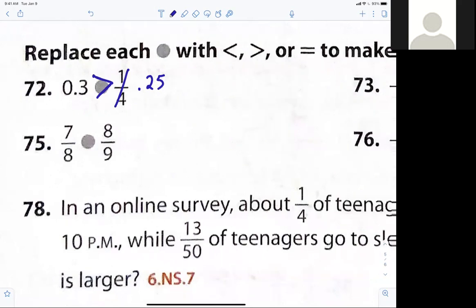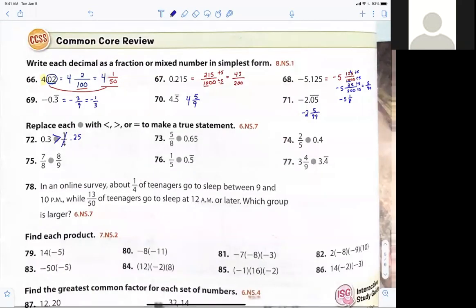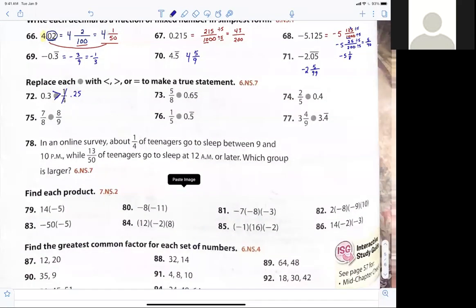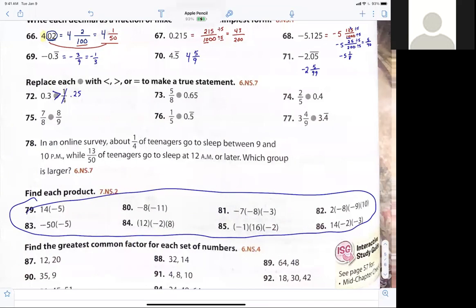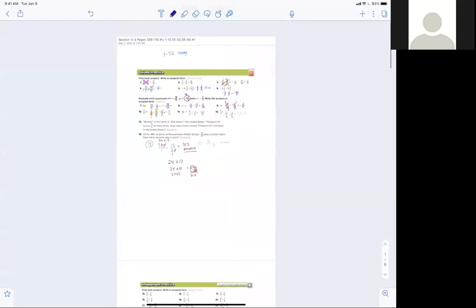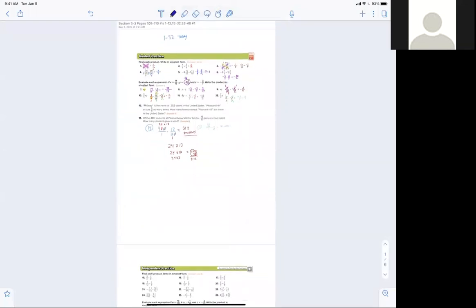Okay, guys, here's your only assignment. Practice for me. Here, listen to me. 79 through 86, just the multiplication down there. That's it. And I'm gonna check for neatness tomorrow. What page is that? It's the same as what we were doing yesterday, 109, I think, and 110.